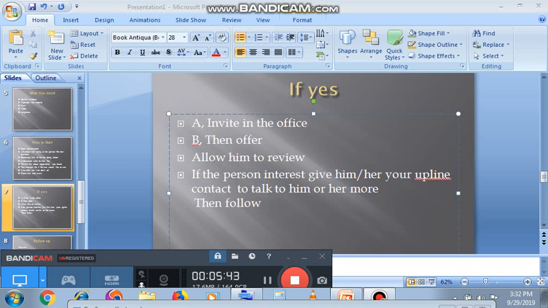Then allow the person to review the opportunity you have given. If the person is interested, then what you have to do is give the person your upline contact to talk to him or her. You need to refer the person to your upline, because you are a starter, a beginner, and you don't know much about the business. Your upline will talk to the person, and the next thing is for you to follow up. By then you'll be learning more.